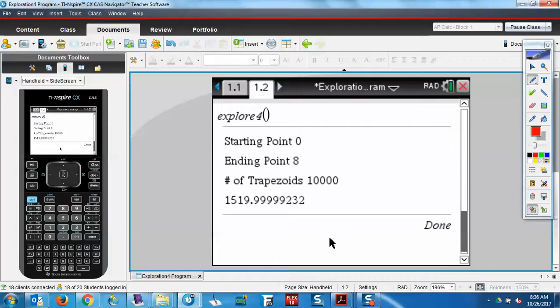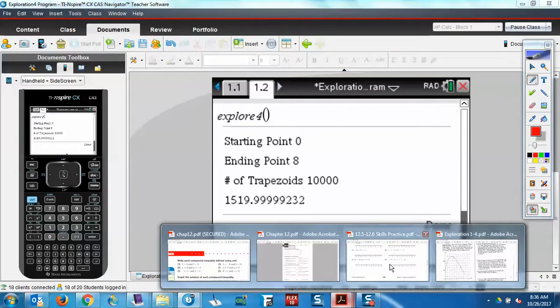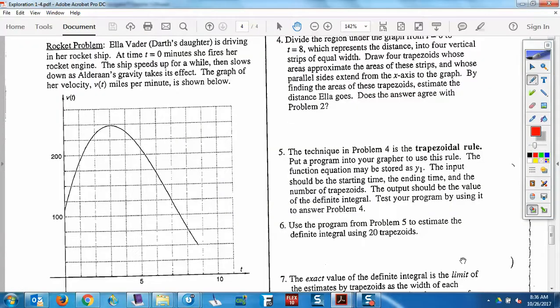So keep going here. A couple other questions we can answer out of this on this packet here with this graph. So we did that. It said use 20. Don't worry about it. You can go ahead and do that. 20 trapezoids. What is that? We didn't try 20, but what would it be with 20 and so forth.